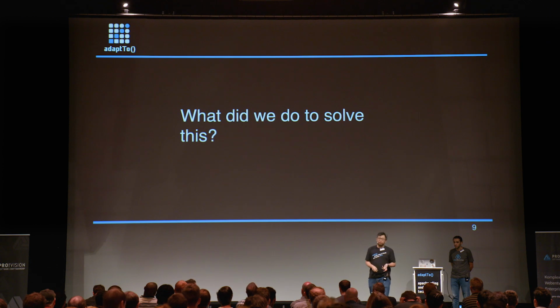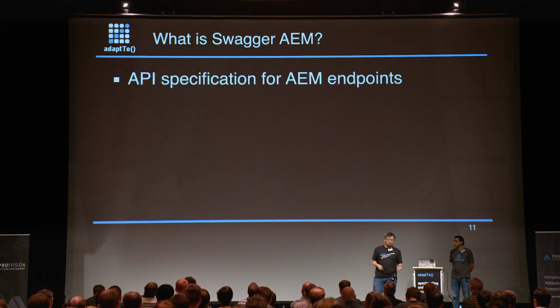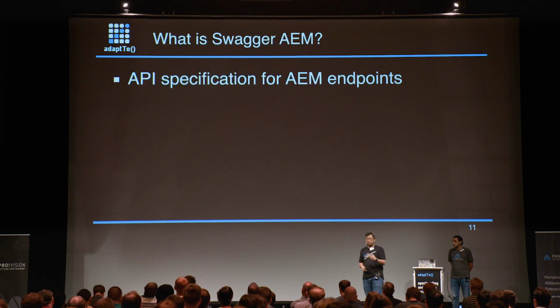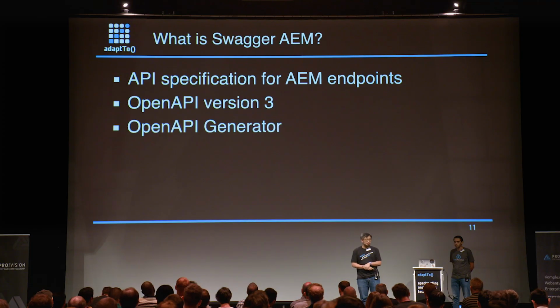So what did we do to solve this problem? We built this thing called Swagger AEM. And what is it? It's basically an API specification for the various popular endpoints that have been currently abused for many years. It is now based on OpenAPI version 3. When we started, it was called Swagger, which was then donated to the OpenAPI Foundation. And we went through the migration to OpenAPI 2, and now it's OpenAPI 3.